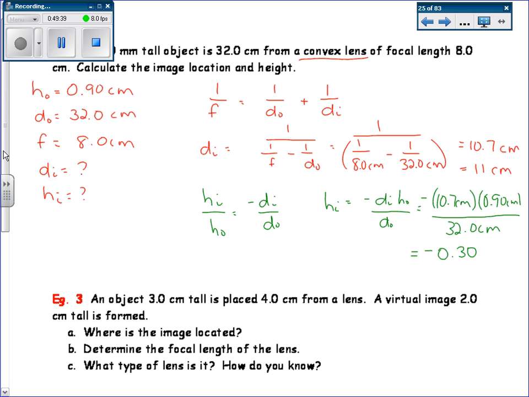Oh, there's no unit. It's magnification, so you could put an X, like 0.30 times. Centimeters, yeah. Oh, that is height. Yeah, sorry.